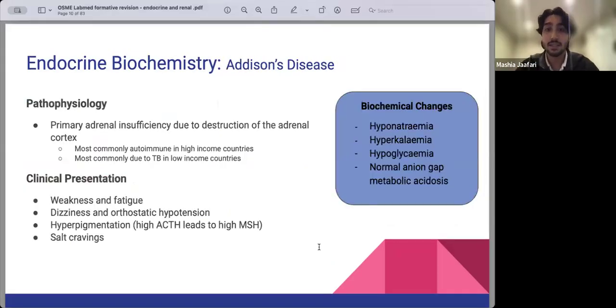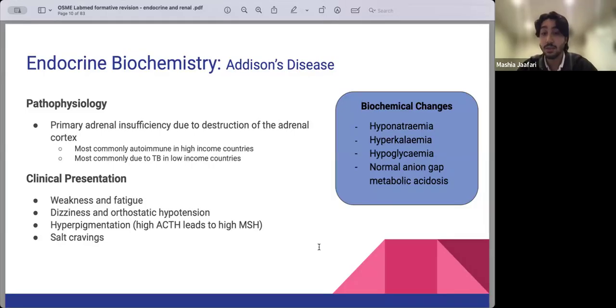Now, Addison's disease is kind of the opposite of Cushing's. It's adrenal insufficiency, and usually it's because of the destruction of the adrenal cortex. Now, one thing they sometimes like to ask is the cause, and in high-income countries, it's usually autoimmune. So you get autoimmune attack on the adrenal cortex, and usually you get antibodies against 21 hydroxylase. And in low-income countries, this is usually secondary to tuberculosis that can cause damage to your adrenal cortex.